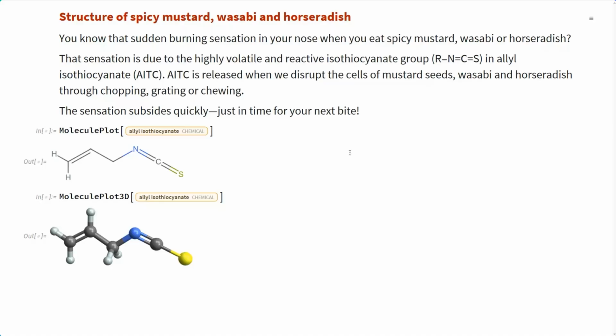I think it's great what we've done here with Molecule Plot and Molecule Plot 3D, where you're able to see that isothiocyanate group on the molecule, and that causes that reaction and the volatility of that reaction, and of course the sensation goes quickly, and then you're ready for your next bite. So I think that's a fascinating way to look at the common structure of mustard, wasabi, and horseradish.